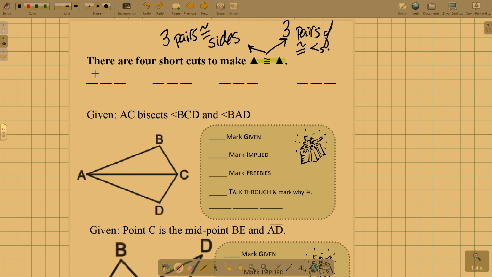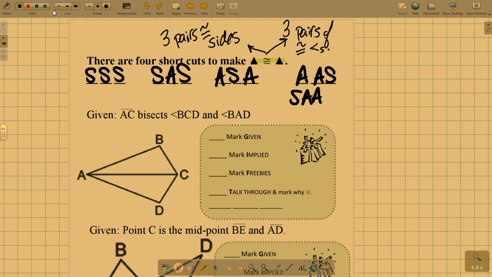And of course, that was side, side, side, side, angle, side, angle, and angle, angle, side. Or that last one could be side, angle, angle. Remember, there's something called the ambiguous case, which is 2 sides and then an angle where the angle is not squeezed between the sides. That does not work. The way you remember that is no bad words spelled either way.